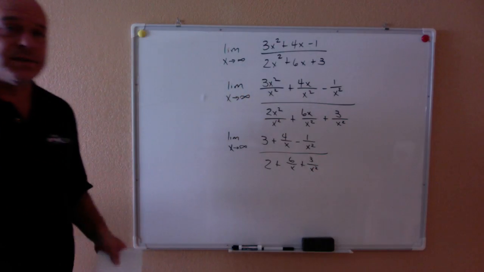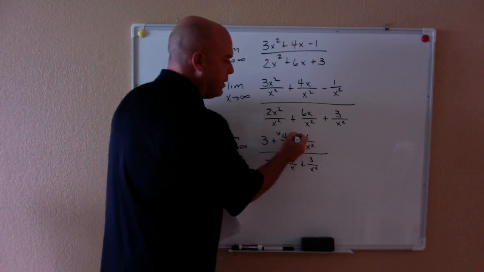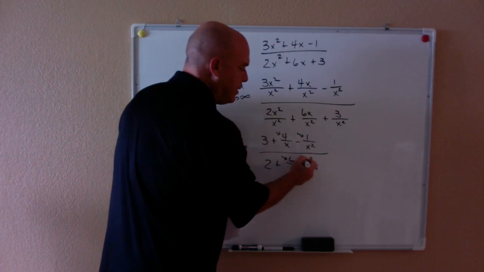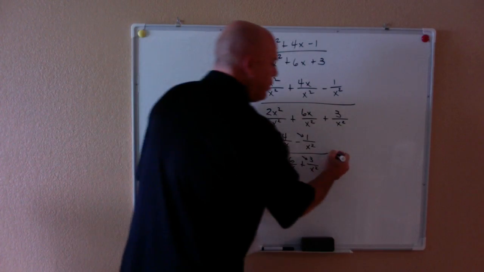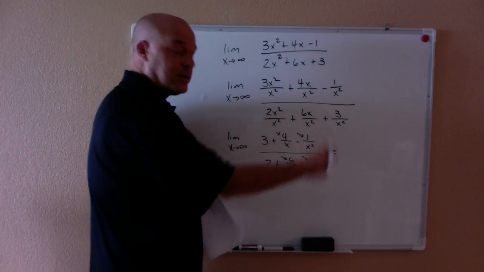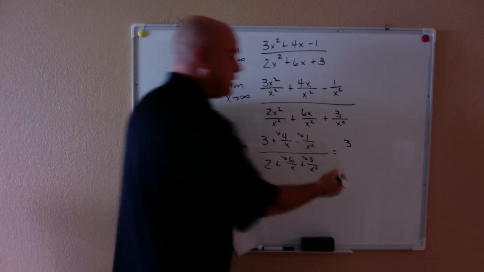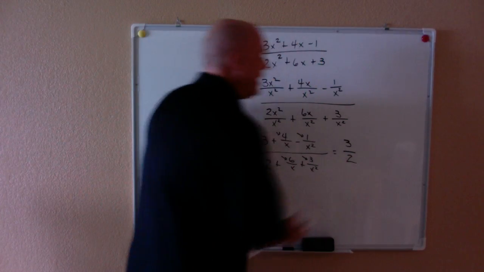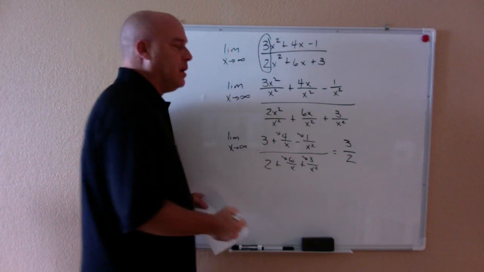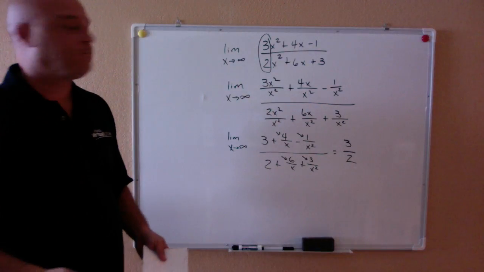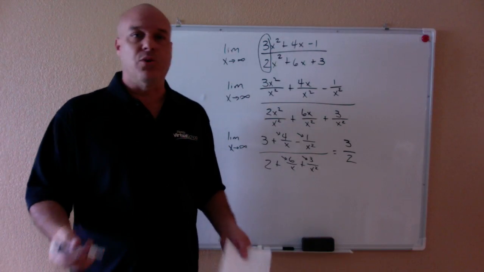And now when I look at this as x increases without bound, this term, this term, this term, and this term are all going to go closer and closer to 0. So I'll end up with essentially 3 plus nothing minus nothing, which is 3, over 2 plus nothing, or 2. And so I end up with the leading coefficients of the original function, 3/2. There's my horizontal asymptote.